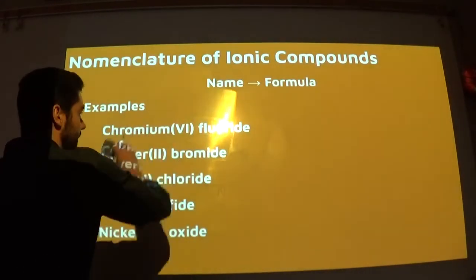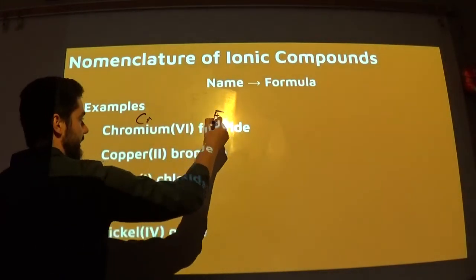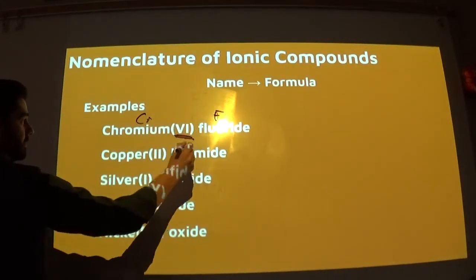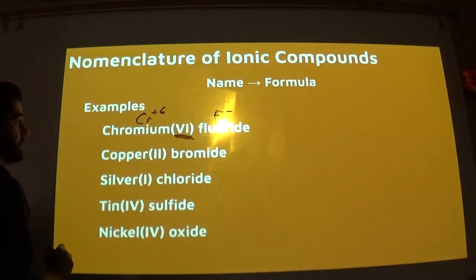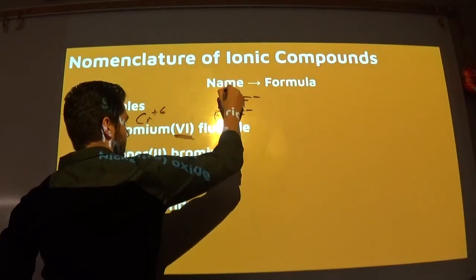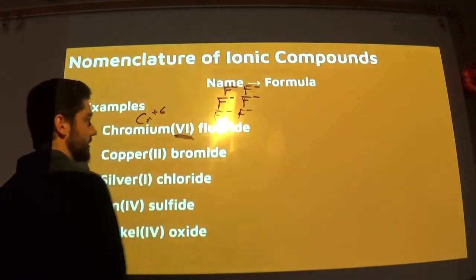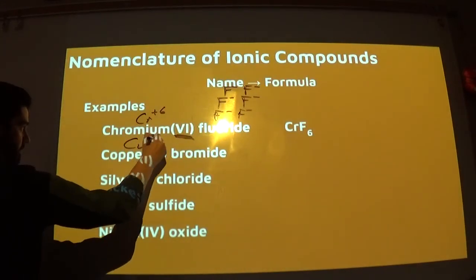Okay, these are the easy ones because the charge is given. Chromium is Cr, fluoride is F. The charge is right there. That's +6. Fluoride is -1. Geez, to make this cancel, I need 6 of these. Okay, so that's CrF6.